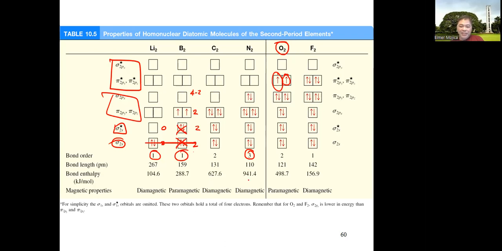Now, nitrogen, which has a triple bond. How do we do it? We cancel this, so we end up with 6 here and 0. So 1/2 of 6 is equal to 3.